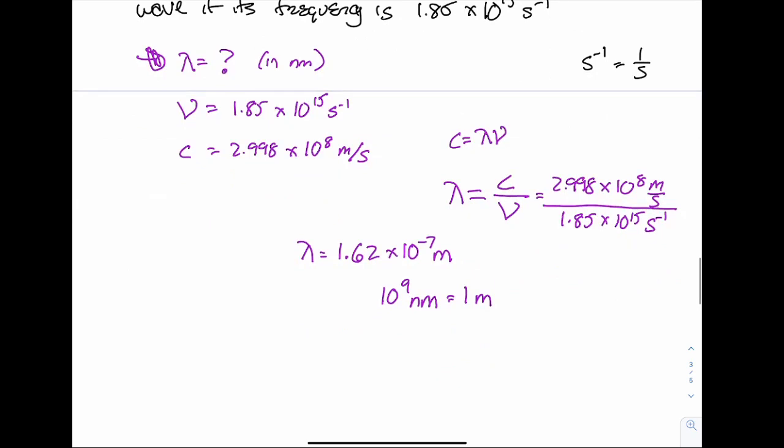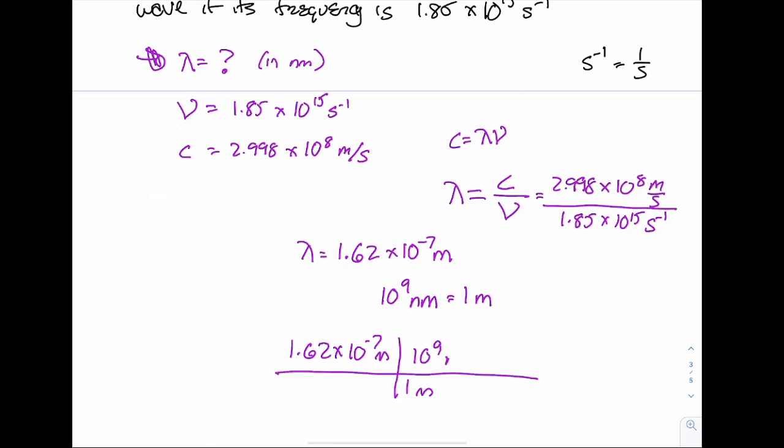And then we can just do dimensional analysis. 1.62 times 10 to the -7th meters. Since meters are on top, the 1 meter is going to go on the bottom, and then the 10 to the 9th nanometers is going to go on the top. So grabbing our calculator or just moving the decimal place over, whichever, since it's in scientific notation, it's easy to do in your head. We get 162 nanometers.